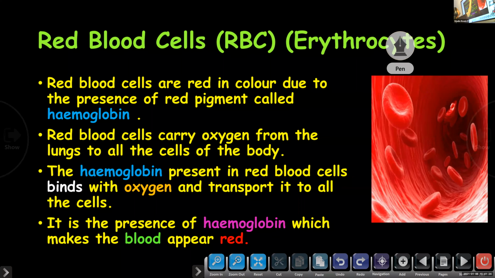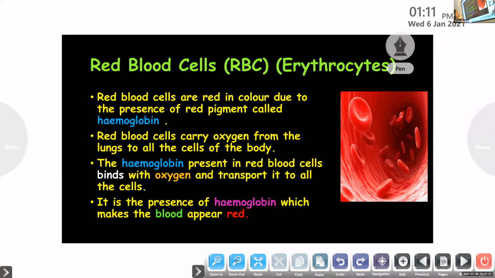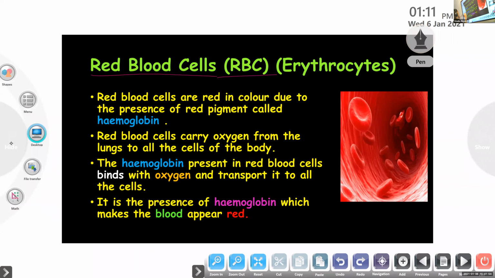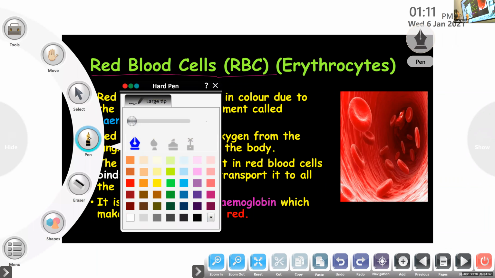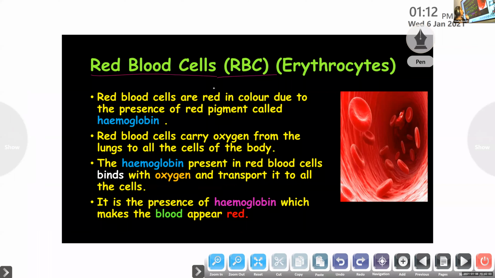Now about each type of cell. So red blood cells, RBC. The other name of this RBC is erythrocytes. It is not important to remember the name erythrocyte, but if you can remember it, it will be good. But you should not forget red blood cells or RBC. Red blood cells are red in color due to the presence of a red pigment called hemoglobin. Up to that we discussed, isn't it? So, children? Yes, ma'am.